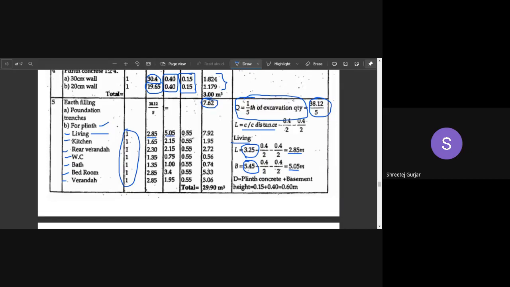So depth I told you is 0.55 everywhere, right? The depth is 0.55. So when I multiply number into length into breadth into depth, I get this calculated volume in meter cube, earthwork volume in meter cube for my living room. Similarly for kitchen, let me just explain it for kitchen also.